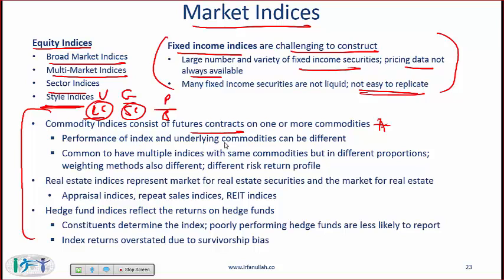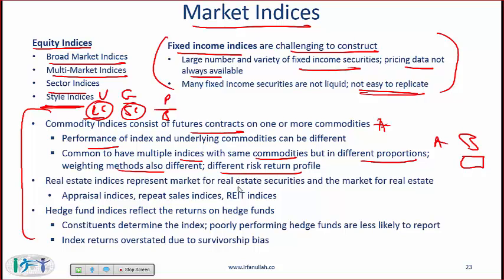Performance of the index and the underlying commodity can be different. Why? Because the index is made up of the futures contracts. It is common to have multiple indices with the same commodities but in different proportions. So you might have index A and B with the same constituents, but A is more heavily weighted in agricultural commodities, B is more heavily weighted in precious metals or energy. The weighting methods may differ, and they might have different risk-return profiles.